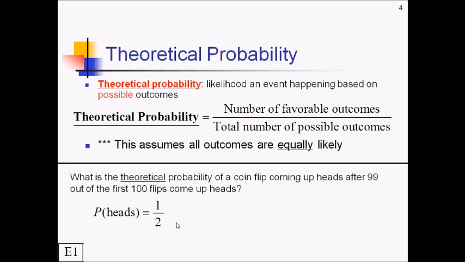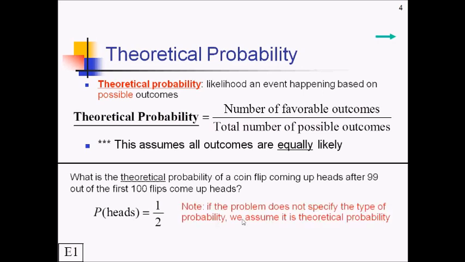Now, in general, if the problem doesn't specify the type of probability, then it's assumed that we're talking about theoretical probability. So this is the default probability unless they specify some other kind.